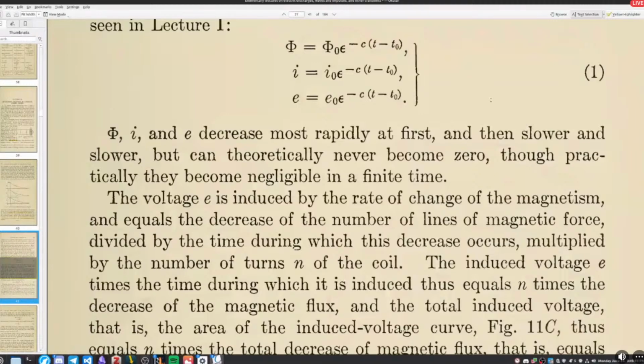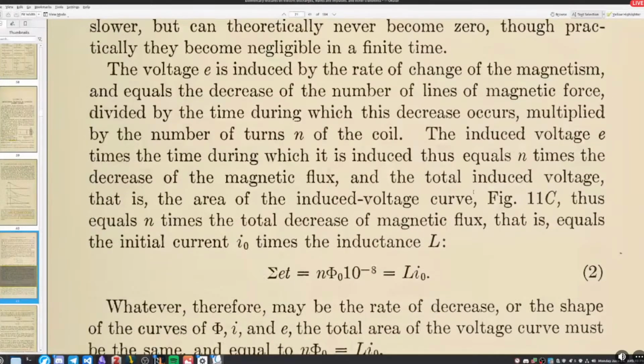The induced voltage E times the time during which it is induced, thus equals N times the decrease of the magnetic flux, and the total induced voltage, that is the area of the induced voltage curve, figure 11c, thus equals N times the total decrease of magnetic flux, that is equals the initial current I naught times the inductance L.